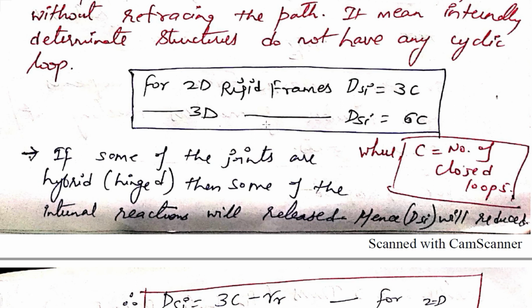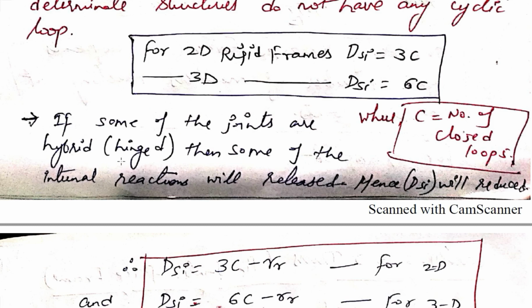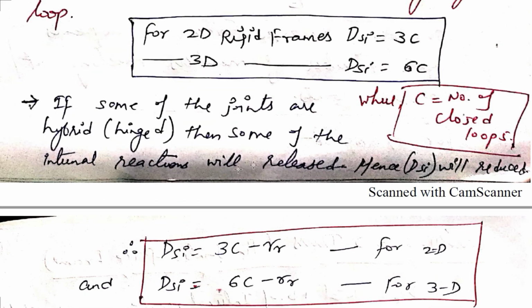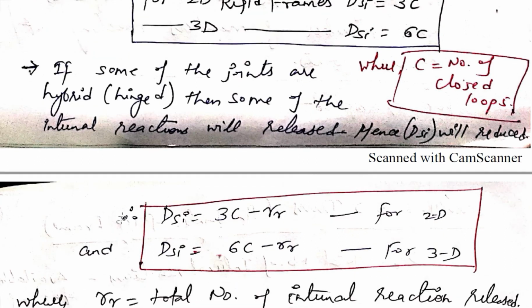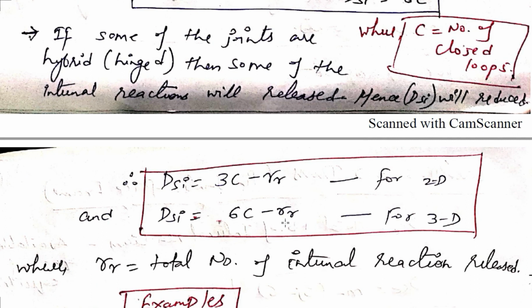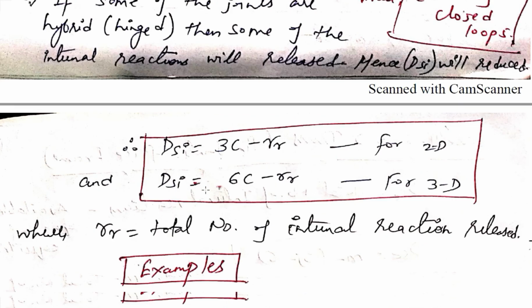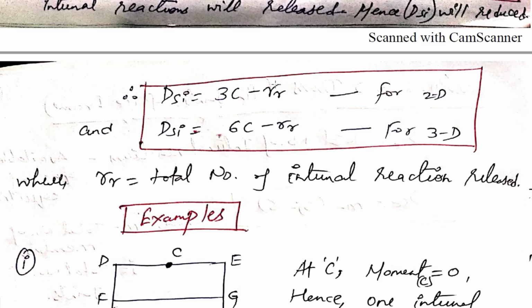And if some joints are hybrid or hinged, then our internal reactions will be released and the DSi value will be reduced. So the DSi value will be 3C minus RR for 2D structures, and DSi is equal to 6C minus RR for 3D structures. Here, what is this RR? RR is the total number of internal reactions released. So you have to keep this in mind.